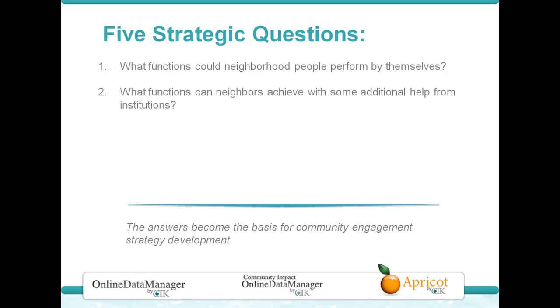What functions can neighbors achieve with some additional help from the institutions? How can we be helpful working together to help the residents be even more effective? And what functions must institutions perform on their own? There are clearly some things that only institutions can do. And I'll talk about a couple of those a little later.